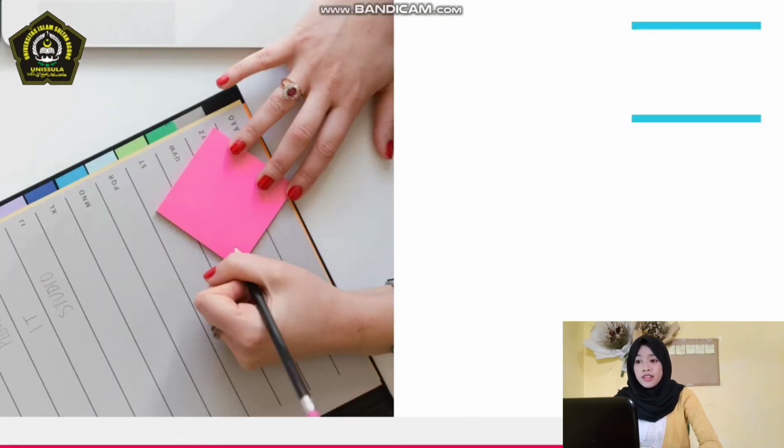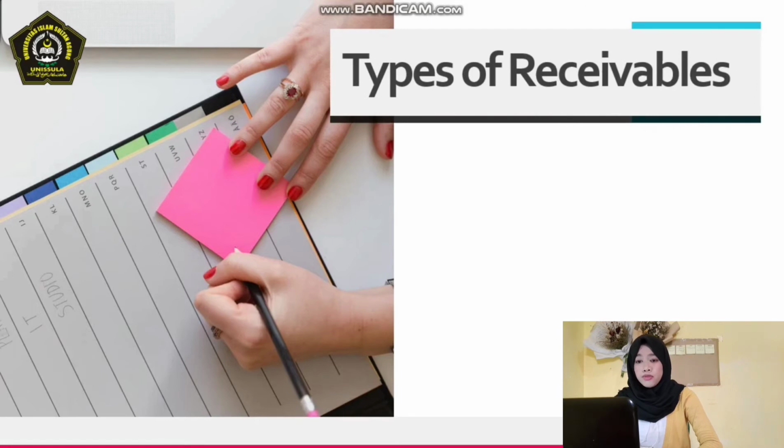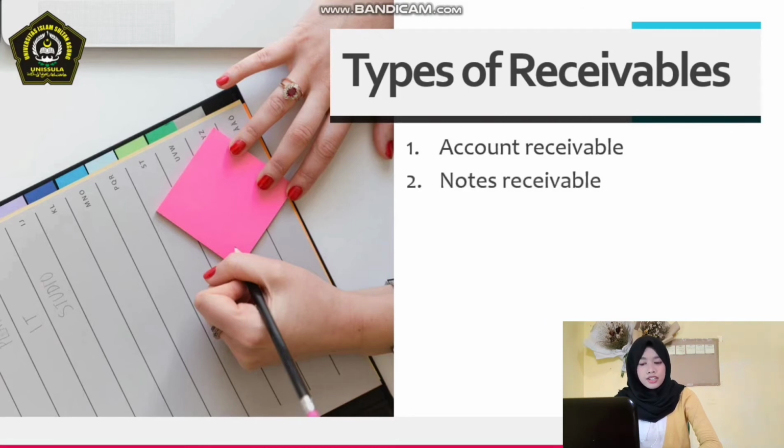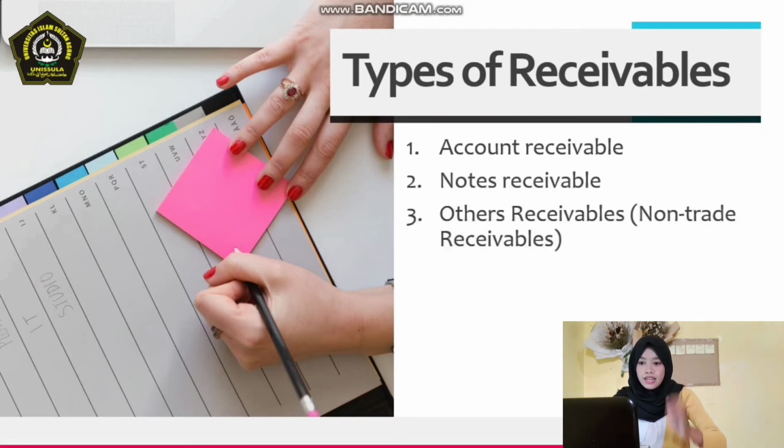The second we will learn is types of receivables. First is account receivable. Second is notes receivable. The third is other receivables or non-trade receivables. First is account receivable.